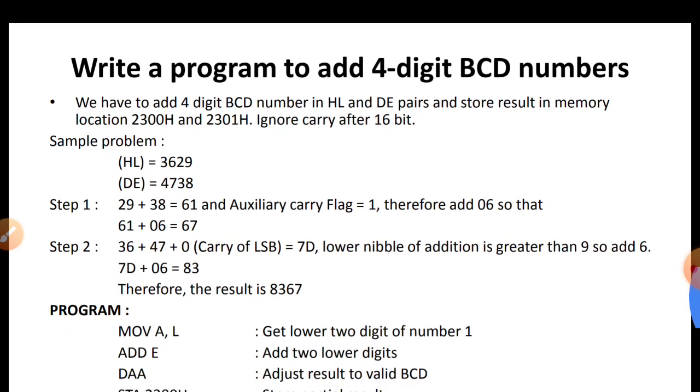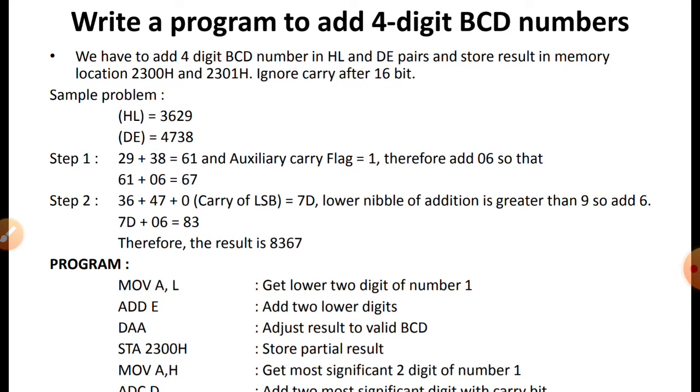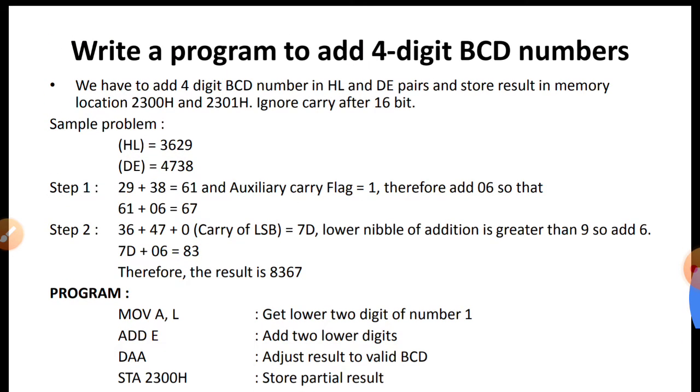Now, let us take another example, where we have to add 4 digit BCD numbers, so a register pair will be used to store each. One 4 digit BCD number is available in the HL pair, and another 4 digit BCD number is available in the DE pair, and we have to store the result at a certain memory location, which will also be 16 bits. So, 2 memory locations will be required to store the result.